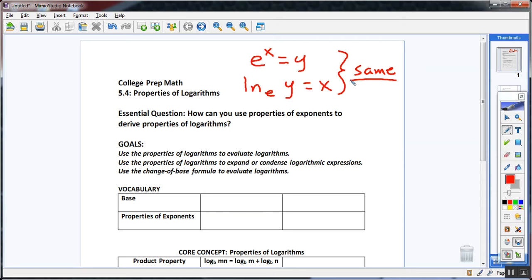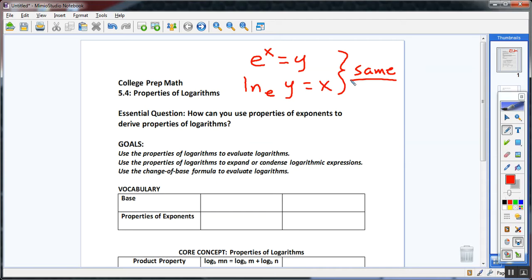Now, if I would have used a base other than e, instead of using natural log, I would have probably used a common logarithm. So it doesn't really matter which one we use. We use natural log when the base is e, and then other bases for logs that typically are 10. So how can we use these properties to come up with new properties of logarithms?